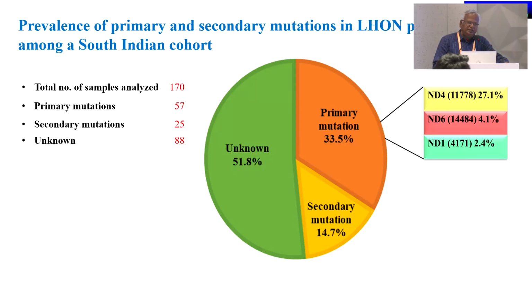Obviously, not all the patients are positive for mitochondrial mutations. You can detect the primary mutation, secondary mutation. The negative cases obviously have an association with the nuclear genome. Now we are focusing on the crosstalk between the nuclear genome and the mitochondrial genome.